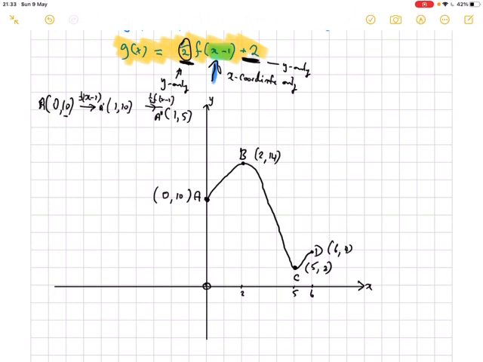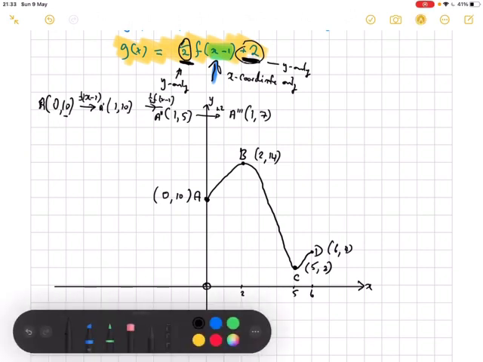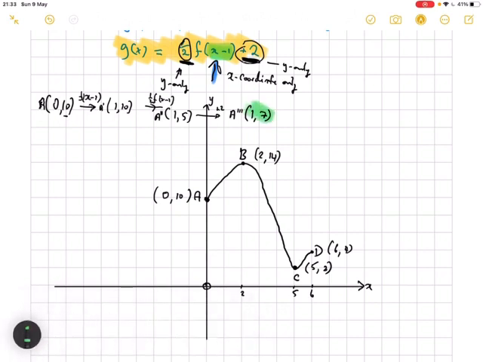And now the last thing we have to do is the +2. So if we +2 here, we will get A triple dash, and again the x stays the same. We add 2 to the 5, so 2 plus 5 is 7. So our final A coordinate will be 1, 7. I'm going to highlight that in green just so you remember. So our final A coordinate will be 1, 7.